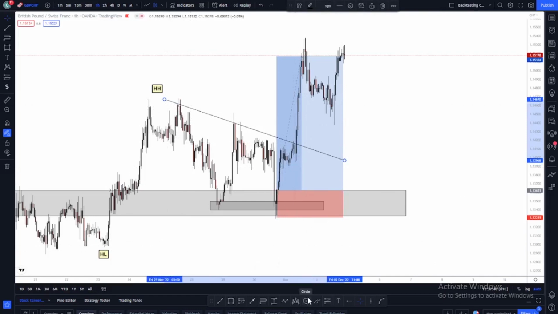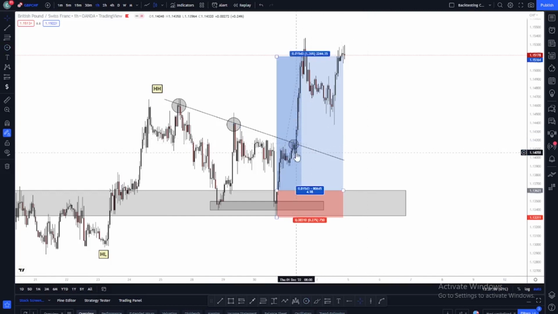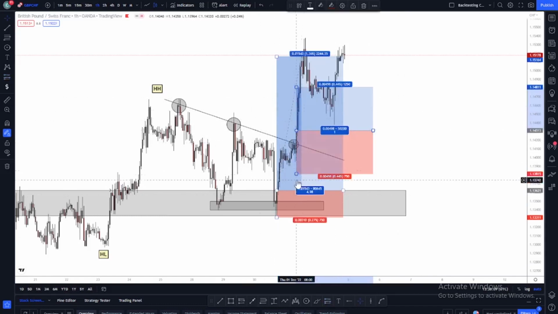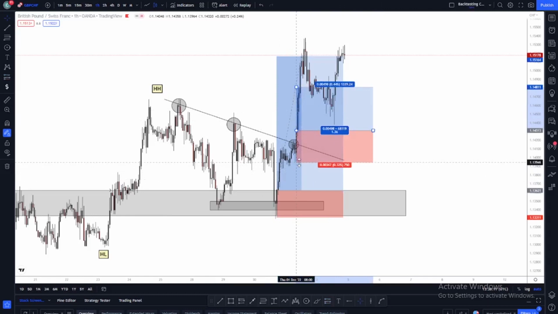So how many touches do we have on this trend line? We have our first touch right here. We have our second touch right here. We have our third touch right here. So what happened after price rejected the trend line the third time? Price broke above with a bullish momentum candle. That's when I went in for my second entry.